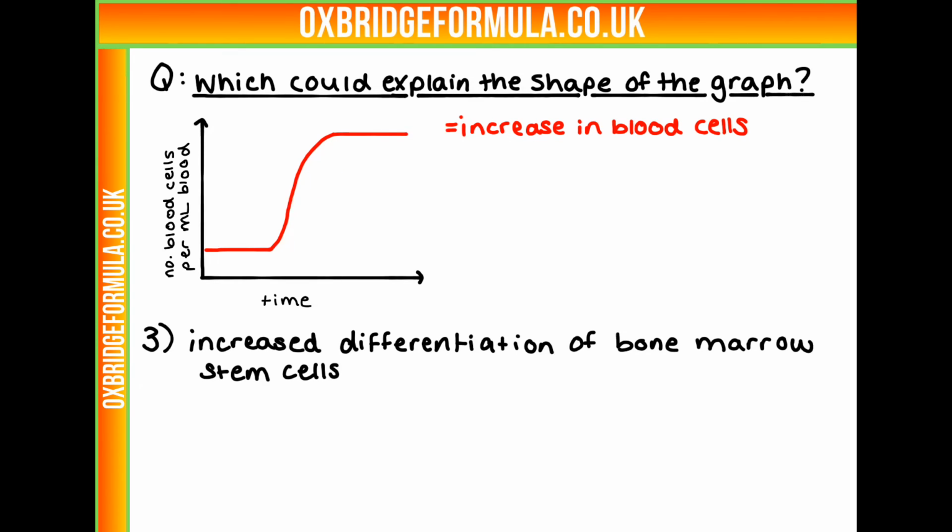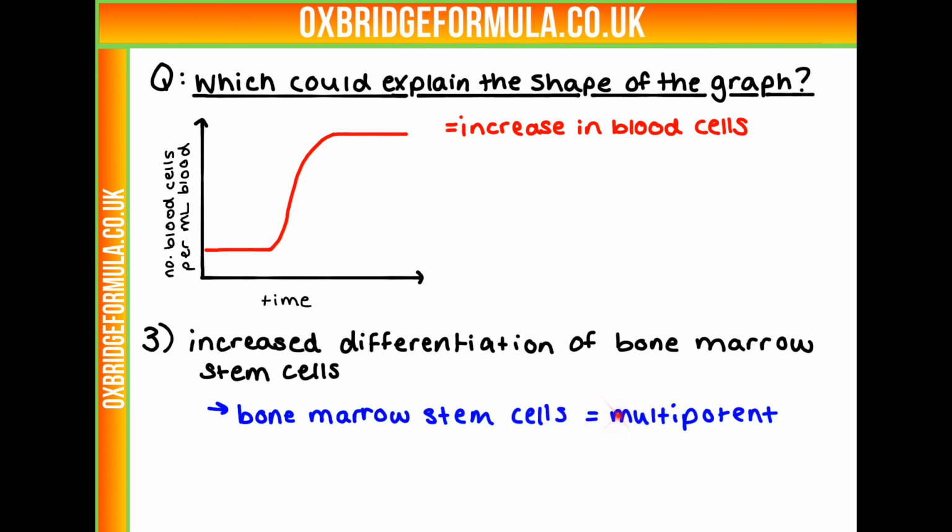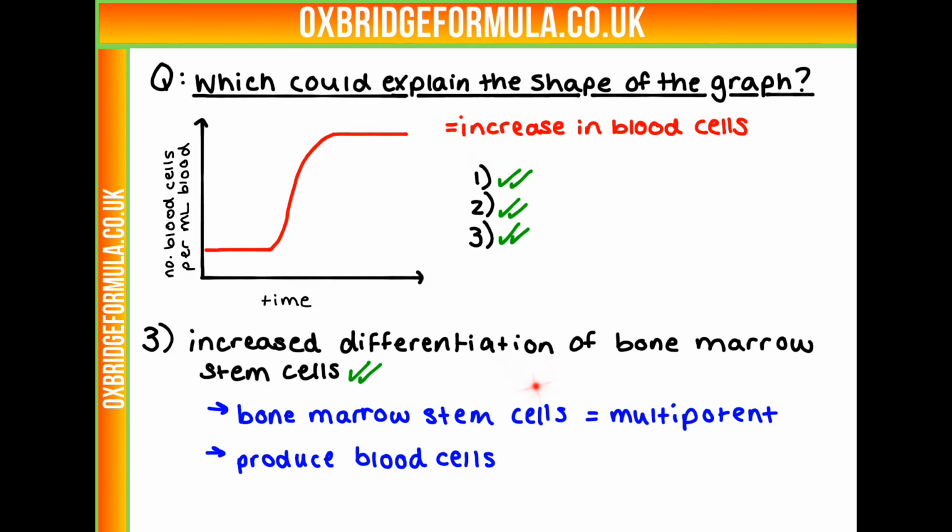Finally, could this increase be due to an increased differentiation of bone marrow stem cells? So what are bone marrow stem cells and what do they produce? Well, these are multipotent stem cells, and they can only produce blood cells. So if we have increased differentiation of these stem cells, that must mean we have an increase in blood cells. So again, this could be correct. And seeing as all of our statements could be correct, that leaves us with a final answer of D.